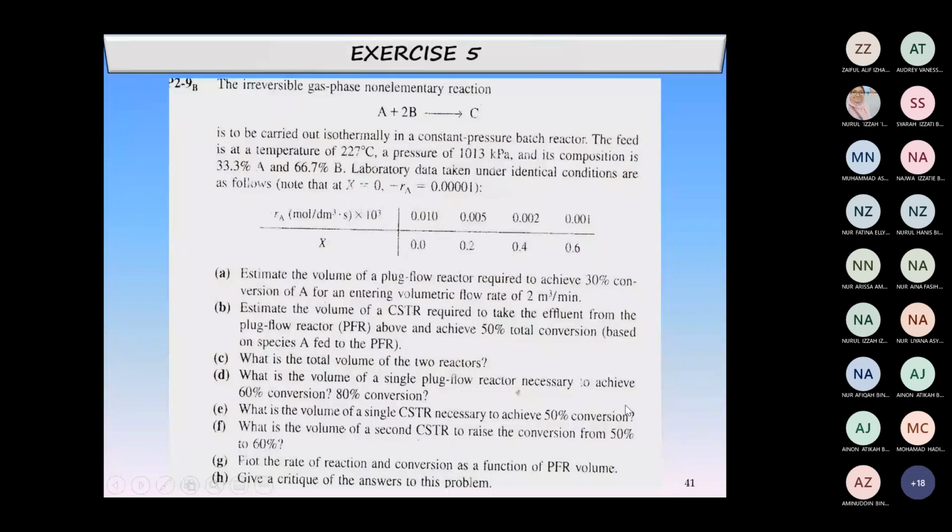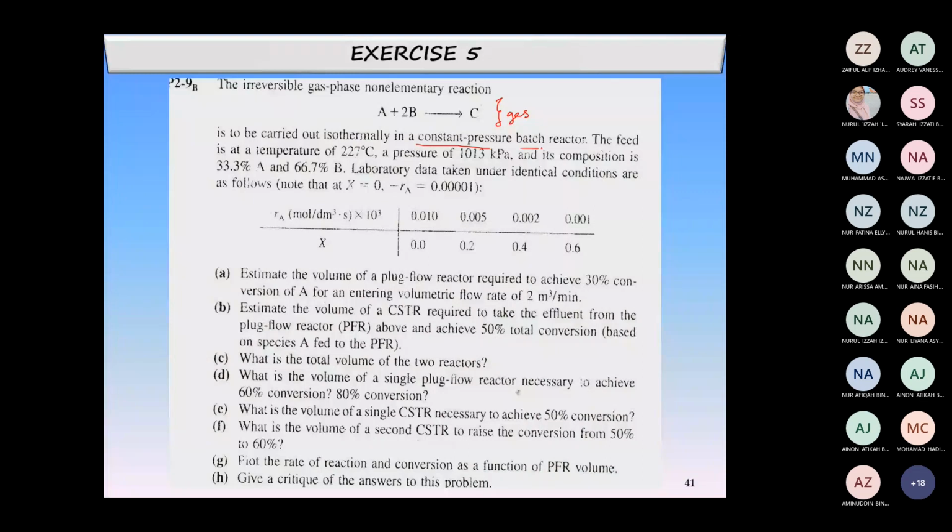The irreversible gas phase non-elementary reaction is given in the below equation. We have 2A plus 2B gives C. Remember this is gas. It is to be carried out isothermally in a constant pressure batch reactor. So it is a batch reactor.